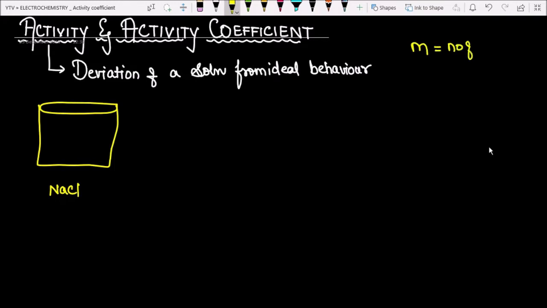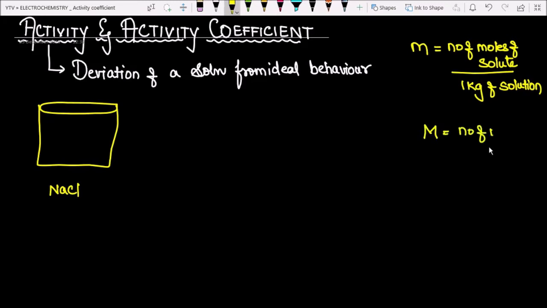Molality is nothing but the number of moles of solute dissolved in 1 kg of the solution. So when we talk about molality, the solution is measured in kilograms. Similarly, we have another term called molarity. In case of molarity, it is the number of moles of solute dissolved in 1 liter of solution. So that is the difference. We usually prefer to talk in terms of molality than molarity, so everywhere I'll be using the term molality.